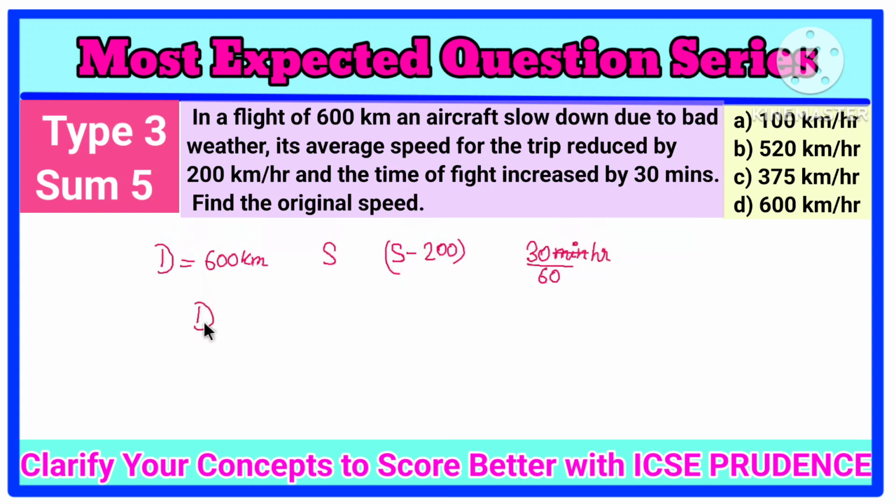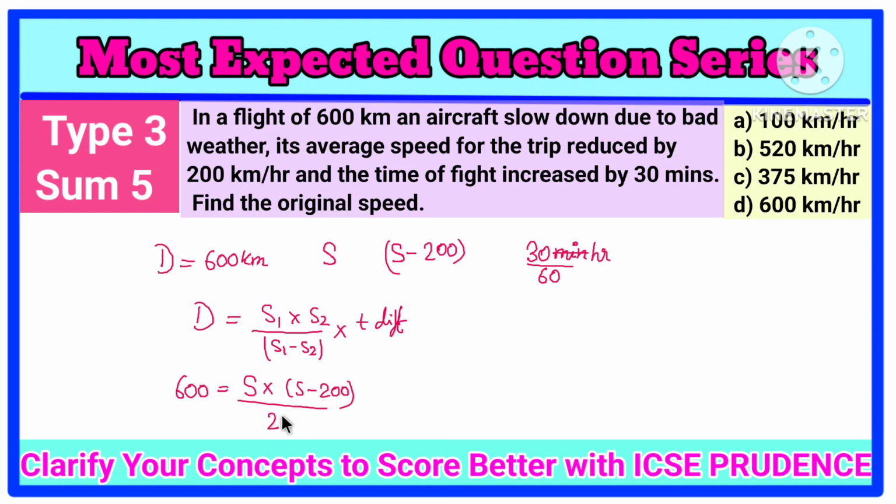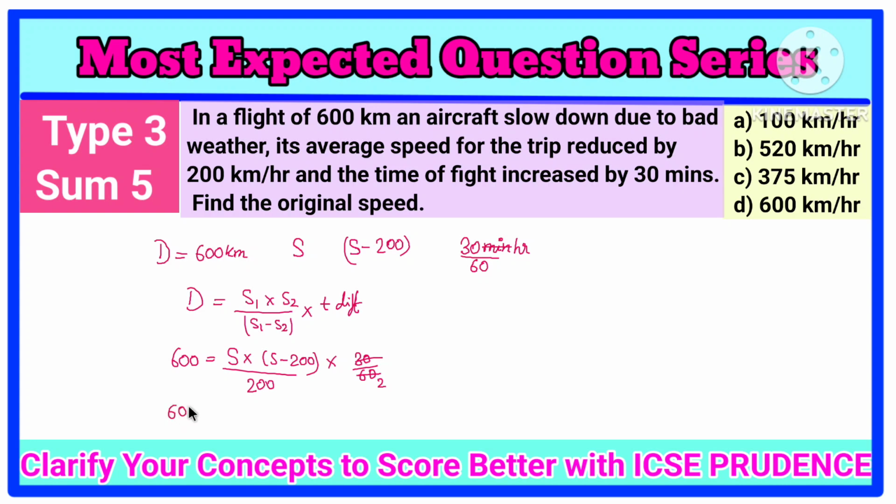Now we know the formula, that is distance equal to s1 multiplied by s2 divided by s1 minus s2, into the difference of time. So let us put the value here. Distance is 600 equal to s1 is s multiplied by s minus 200, divided by the speed difference, that is bigger one minus smaller one. You are getting 200 multiplied by 30 by 60, that is the time difference. Let us cancel. You are getting here 2. If you further solve it, you will get here 600 multiplied by 200 into 4, that is 400 equal to s multiplied by s minus 200.